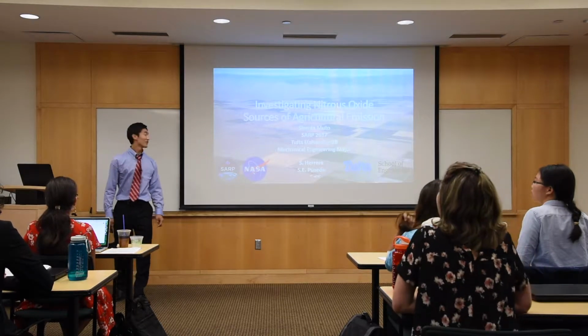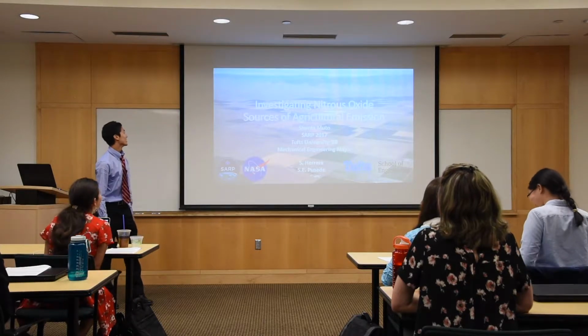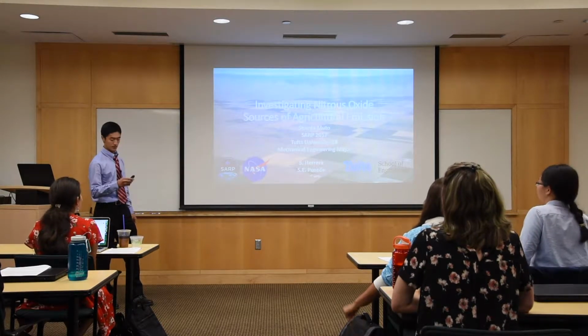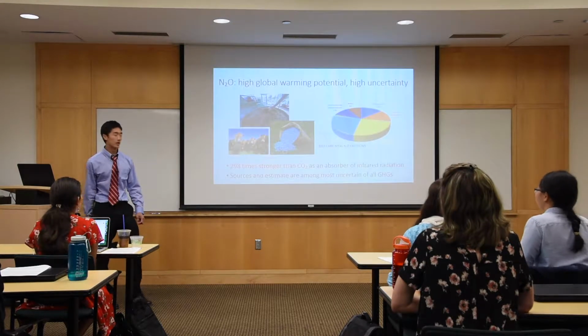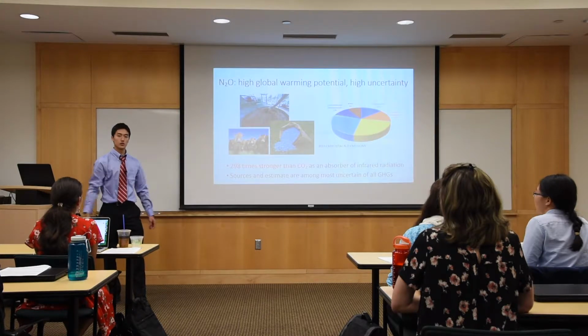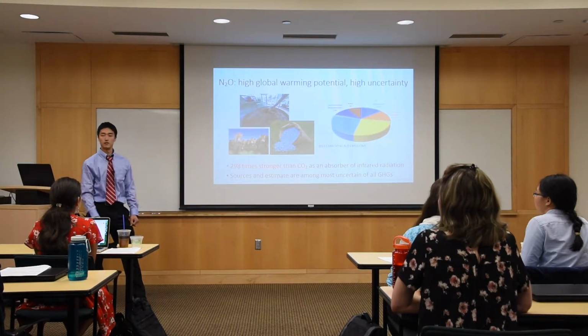Before we go into lunch, let's talk about nitrous oxide, specifically on investigating nitrous oxide sources of agricultural emission. So what is nitrous oxide? Nitrous oxide is a greenhouse gas that mainly comes from agricultural soils, and it is 298 times stronger than CO2.